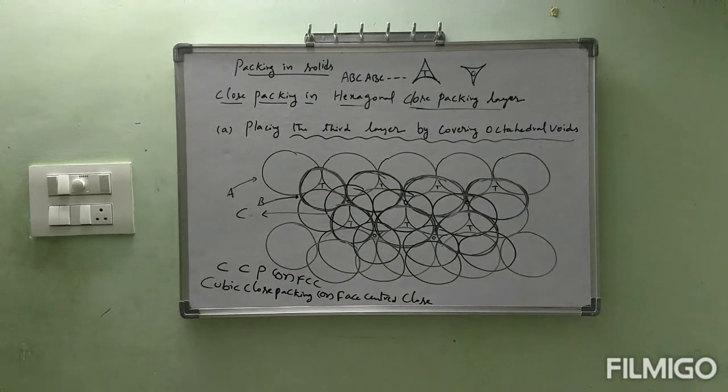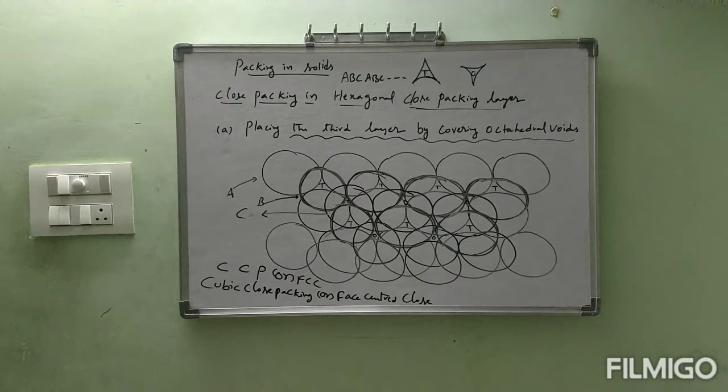Observe the diagram clearly. The third layer is somewhat visible. The third layer is kept by covering the octahedral void. Then a C layer will be formed, because the C layer particle positions are not repeated with any A layer or B layer particle positions. If you keep the fourth layer, only then is it repeated with the first layer particles. Here one thing I would like to say: everything requires imagination.